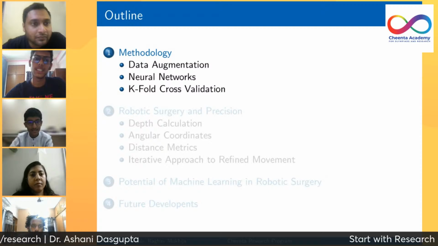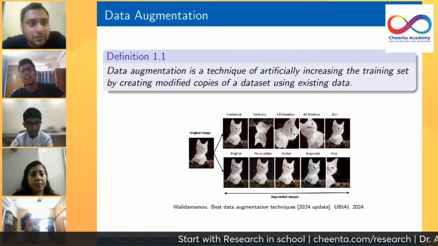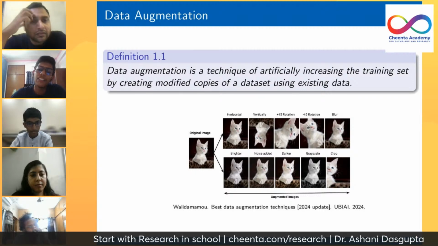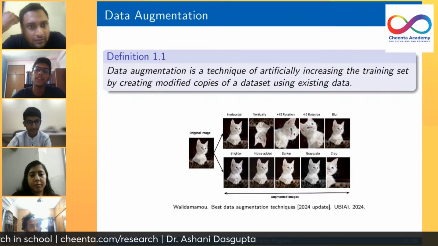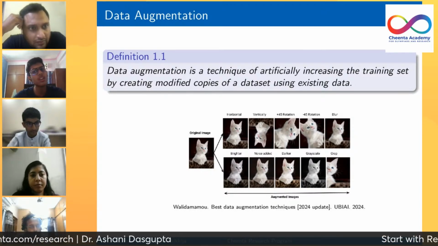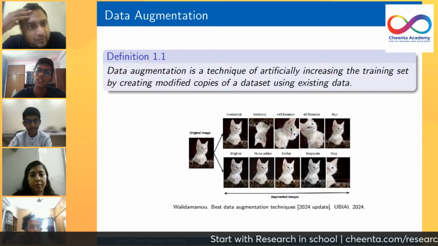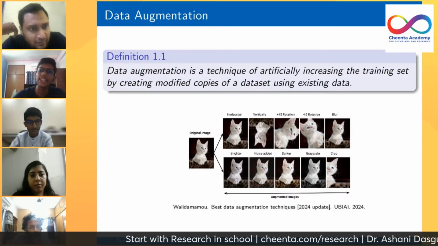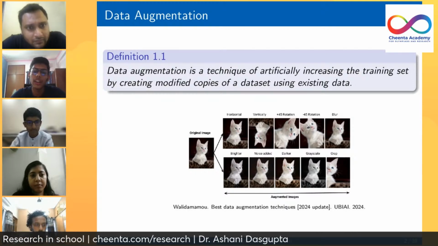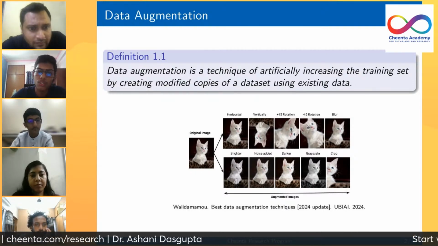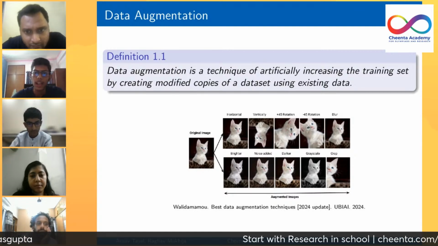So, data augmentation. Next slide. In this method, we artificially expand the amount of training data we have by making small changes to the original data. This helps us to improve the model's ability to generalize by exposing it to more variety. For example, in the example shown below, we have rotated, flipped, or blurred the image of the cat.